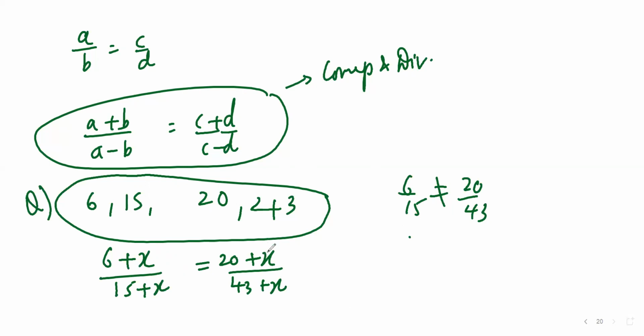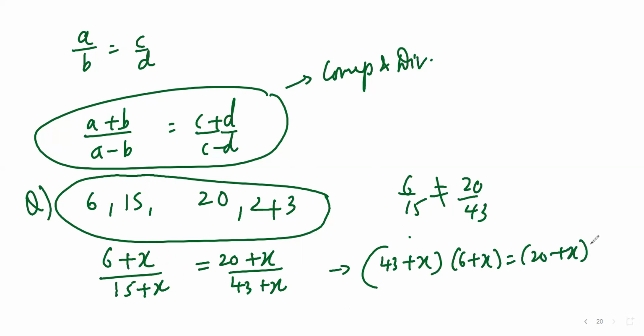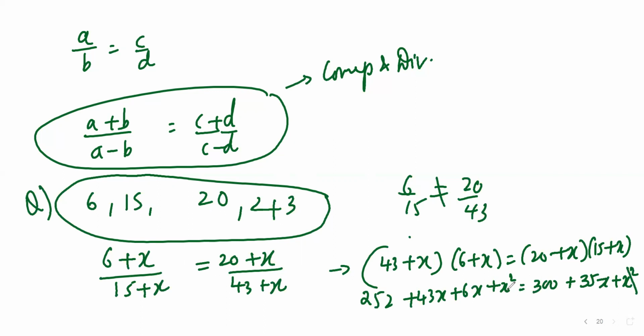Now I can cross multiply, isn't it? So 43 plus x into 6 plus x is equal to 20 plus x into 15 plus x. And I just have to expand this. So this becomes 252 plus 43x plus 6x plus x square is equal to 300 plus 20x plus 15x, that is 35x plus x square. X square gets cancelled out on either side. Next is 49x plus 252 is equal to 300 plus 35x.